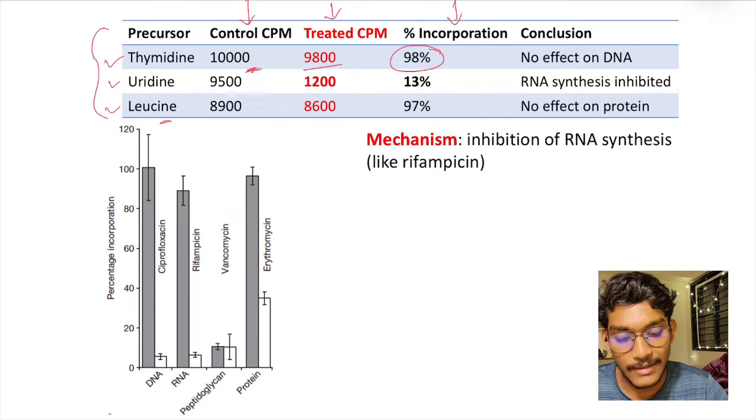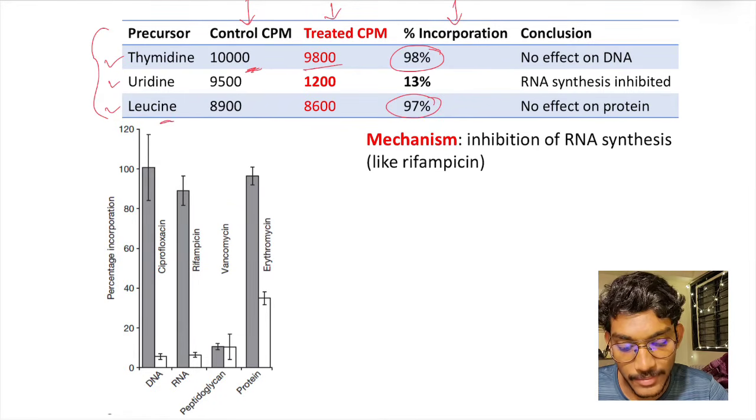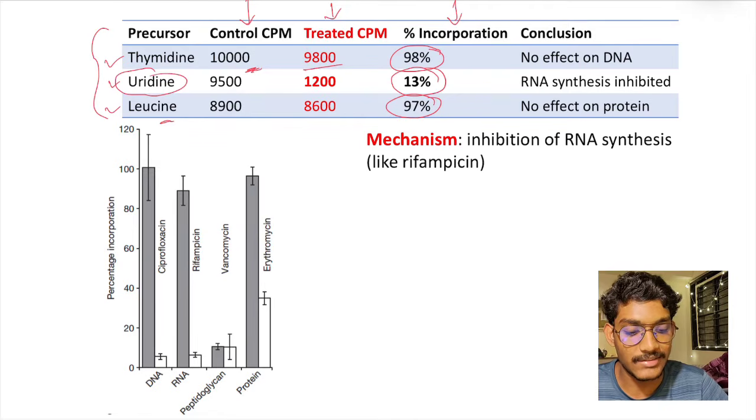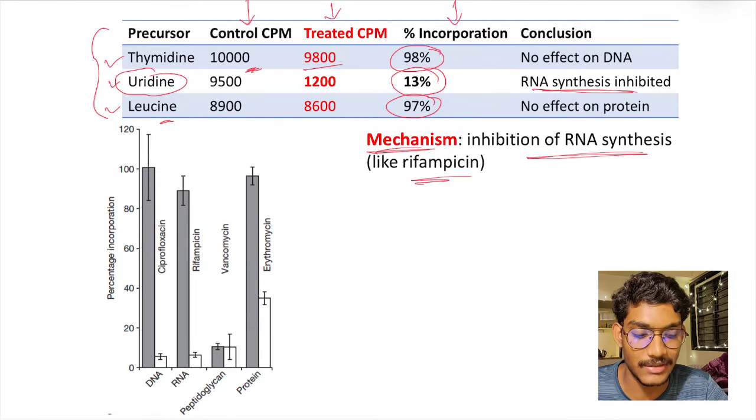But in the case of leucine, the incorporation is 97% of the control group. But in the case of radioactive uridine, the incorporation is only 13%. Therefore, the uridine incorporation pathway is hampered in the drug treated group. So we can say that the RNA synthesis pathway is inhibited. So the possible mechanism is inhibition of RNA synthesis, as rifamycin does. Rifamycin particularly inhibits the RNA polymerase enzyme, therefore transcription is inhibited.